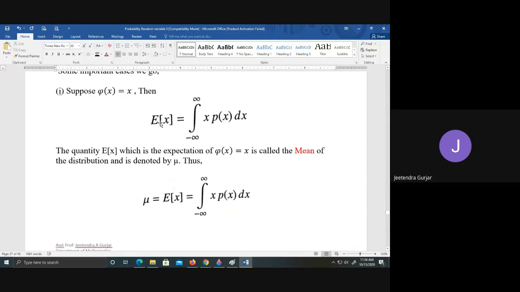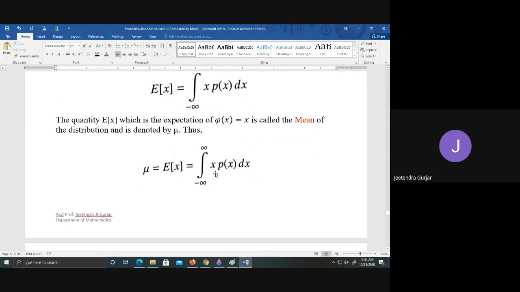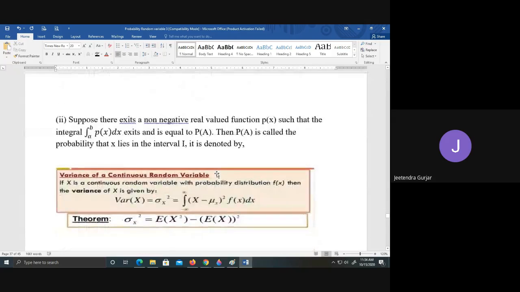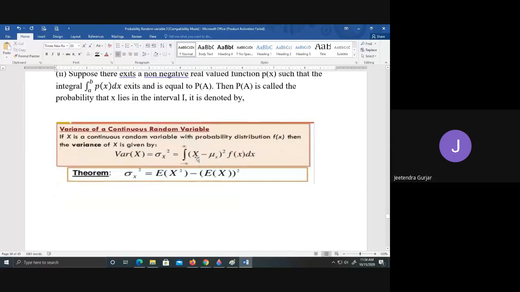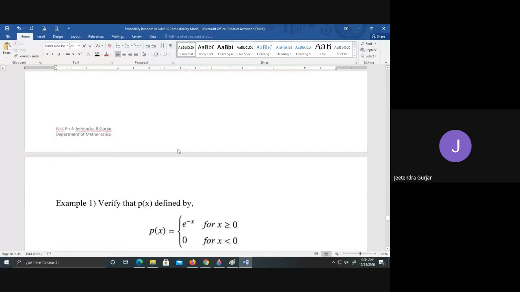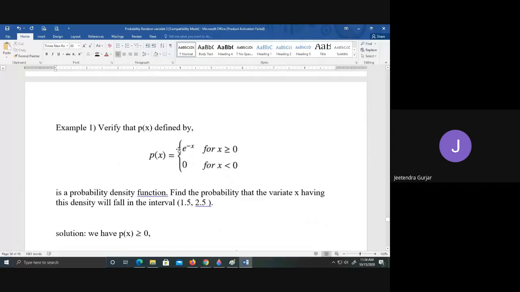Some important cases: E of x is equal to the integration from minus infinity to infinity of x into p of x dx. This is our mean, which we have to remember. And this is how we get the variance, that is sigma square is equal to E of x square minus E of x the whole square. The same terms are there here also, just it will be a variable.